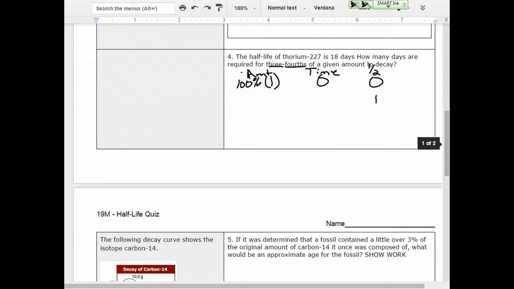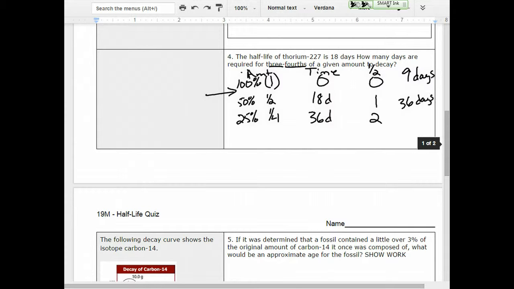So 1 half-life would get it down to 50% or 1/2. That's 18 days. If you read it as looking for 3/4, which would be in between there, then 9 days would have worked as an answer. Otherwise, if we want to go until 3/4 is gone, then we would go another 18 days, which is 36 days total. 2 half-lives gets us to 25%. 1/4 is left over, which means 3/4 is gone. So that would be 36 days. I accepted either answer.